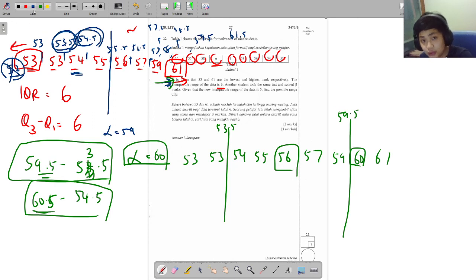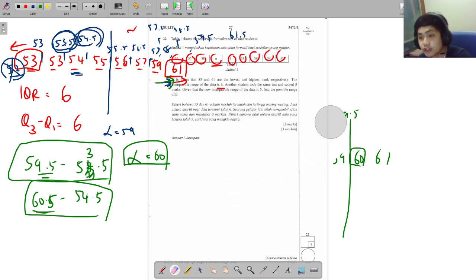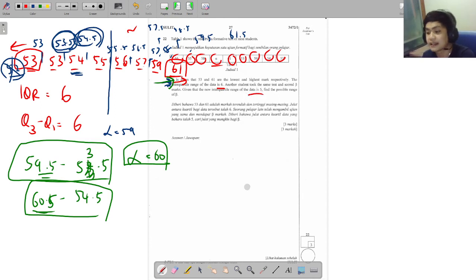So now the question doesn't want alpha, the question wants beta. But we need alpha first. So since we know alpha is 60, now we're going to work with beta. So beta, given that the new interquartile range of the data is 5 after they put beta in, find the possible range of beta. So we need to test again.